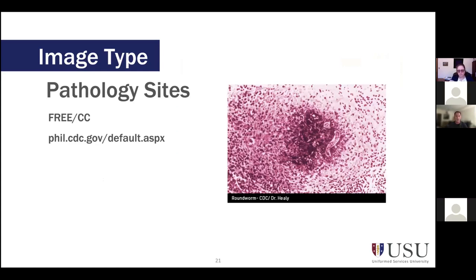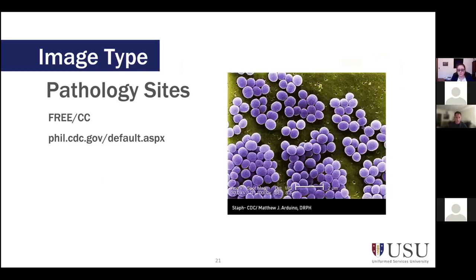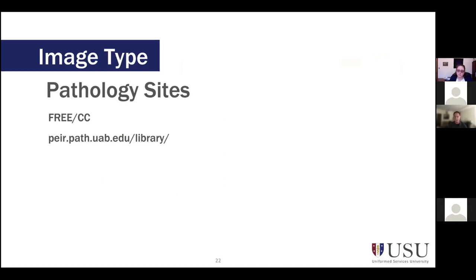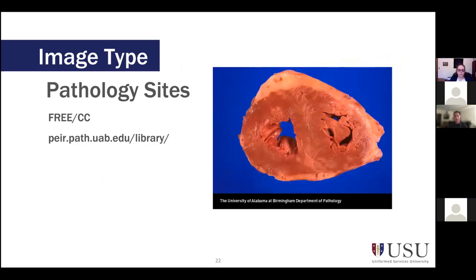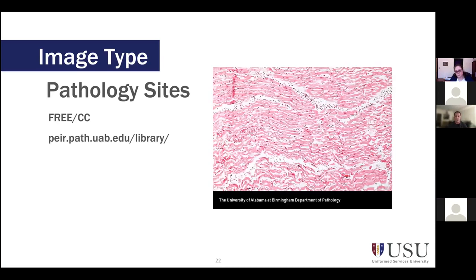Diverse Library has histology and gross, as well as the electron microscopy images. Another site is the PEER, and that stands for the Pathology Educational and Information Resource Site, and it's put together by the University of Alabama at Birmingham, their Department of Pathology. They're very easy to cite as well and download these images. They've got a nice collection of gross pathology as well as histology, and I also think radiology as well. So this is a good collection to explore. Lots of images here.